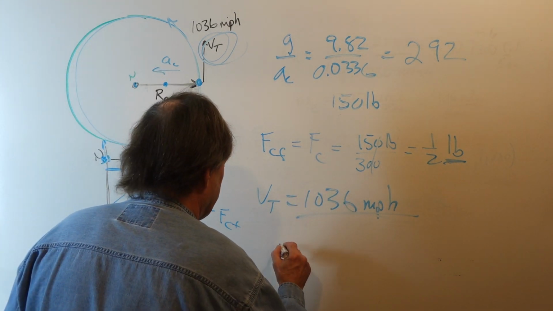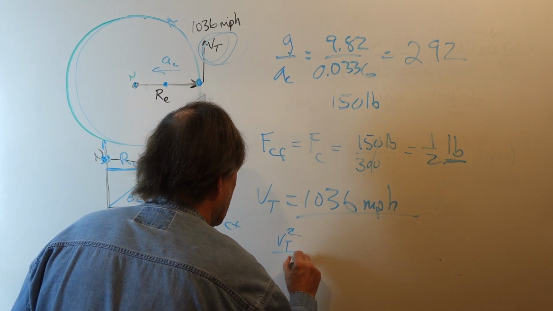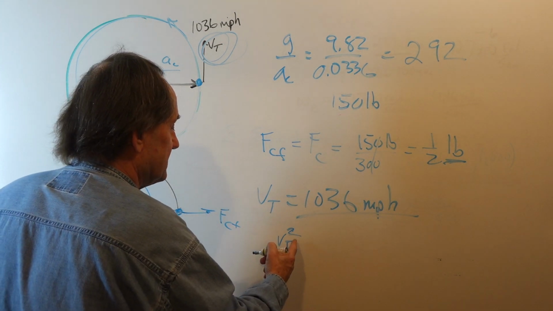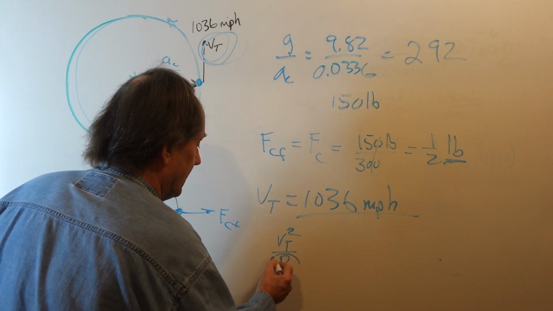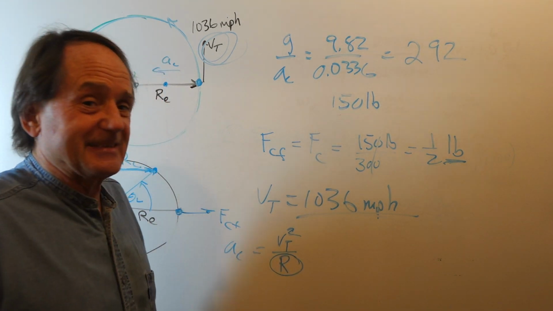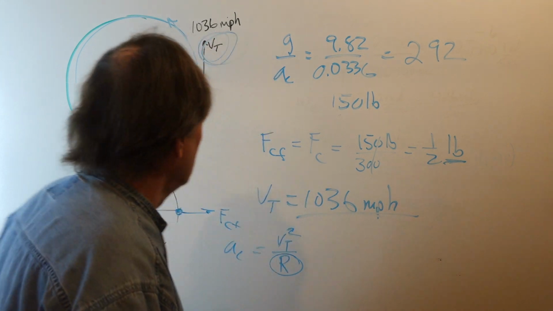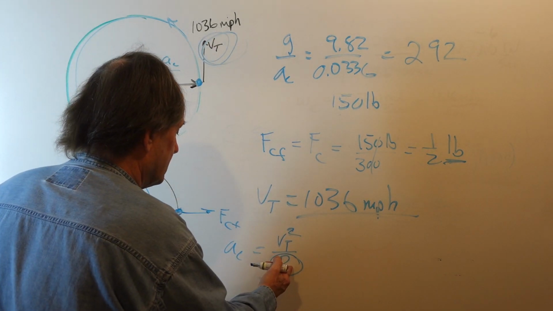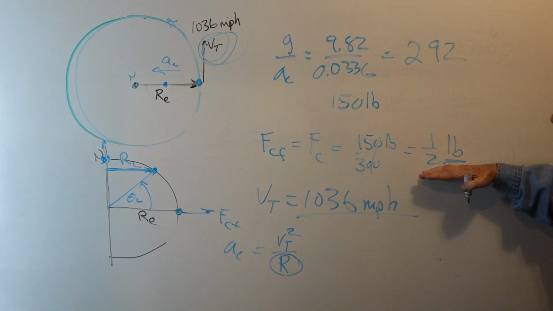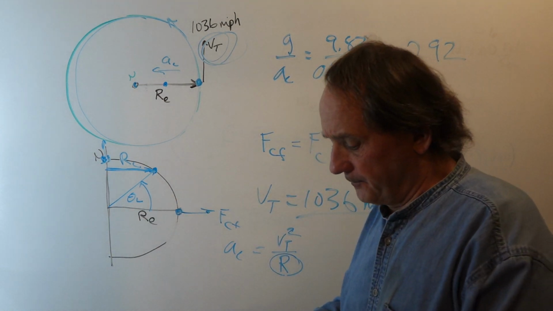Because remember, the centripetal acceleration is Vt squared over r, and as r gets larger and larger, the centripetal acceleration gets less and less and less. And the Earth being so large makes the centripetal acceleration so small you don't feel it.